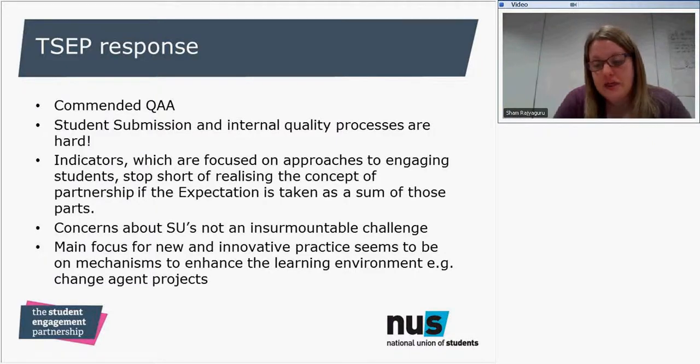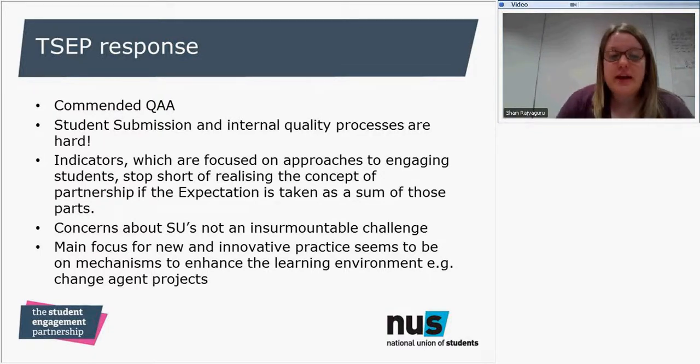The diversity of students is another big challenge, and there are some concerns about some student unions' ability to do that. But we really wanted to highlight that unions, or student unions, or collective student engagement is a really essential dimension of student engagement, and that these concerns shouldn't be considered an insurmountable challenge, but a starting point for shared work.